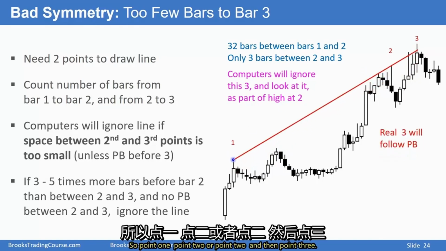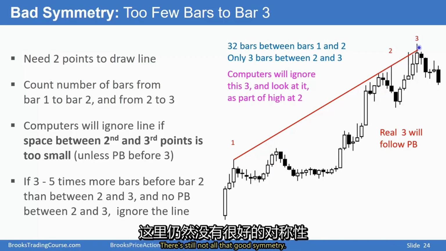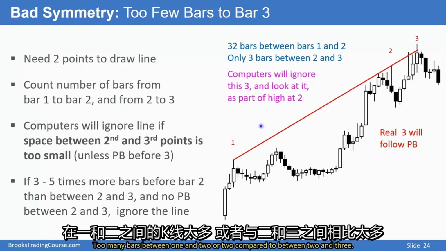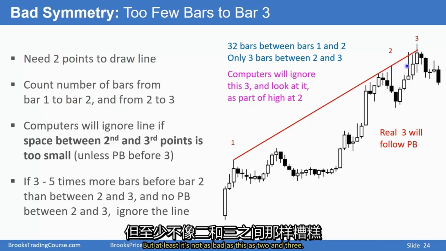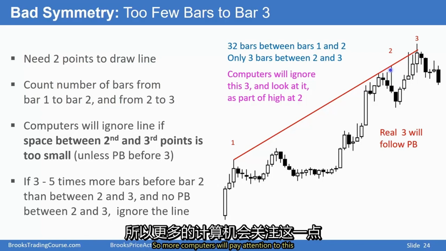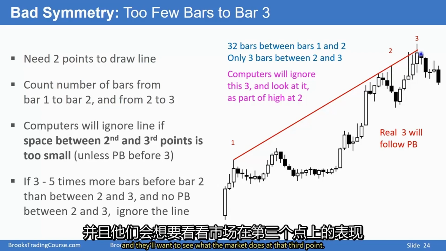So point 1, point 2 or 2, and then point 3. There's still not all that good symmetry, too many bars between 1 and 2 compared to between 2 and 3, but at least it's not as bad as this one between 2 and 3. So more computers will pay attention to this, and they'll want to see what the market does at that third point.